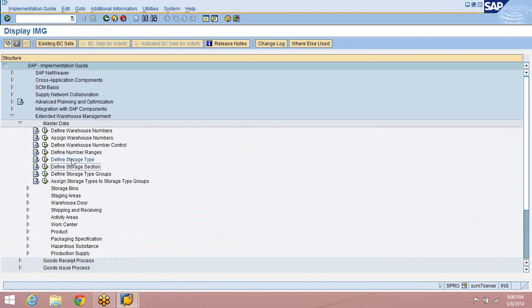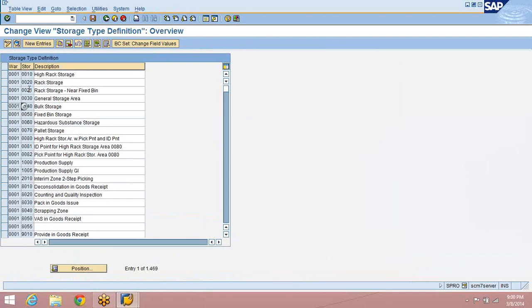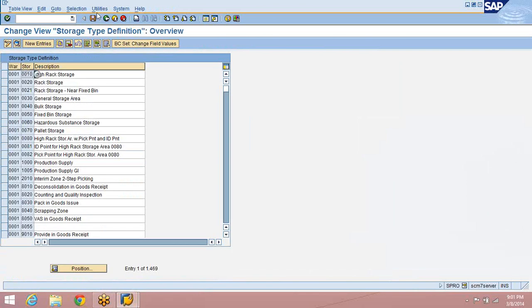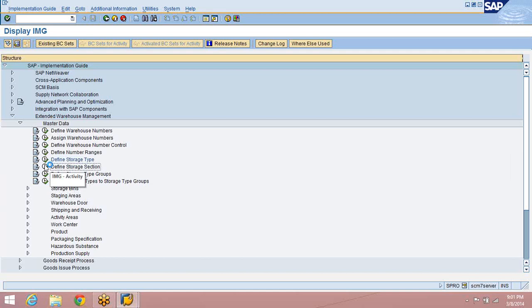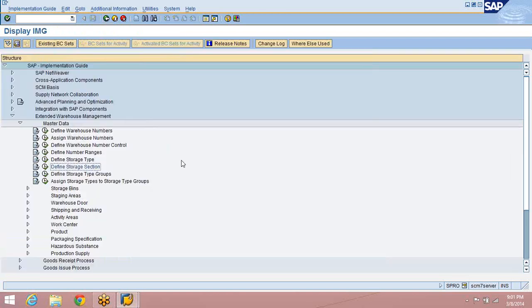Another thing you may notice is that the storage type is 4-digit. In ECC it's 3-digit, correct? Yes. So there is some more flexibility. Another difference is that the storage section is not mandatory here. In ECC that one is mandatory. Here they have kept it optional, so in some scenarios you don't end up using it if you don't want to.